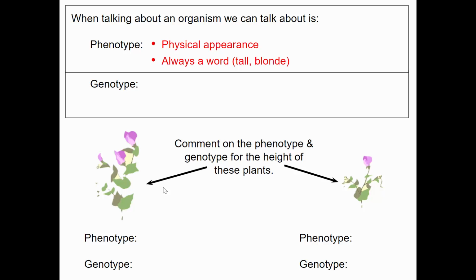We could also talk about the genotype. We're talking about the genes that it has, the letters, the symbols. Like big T, little t is a genotype. Little b is a genotype.